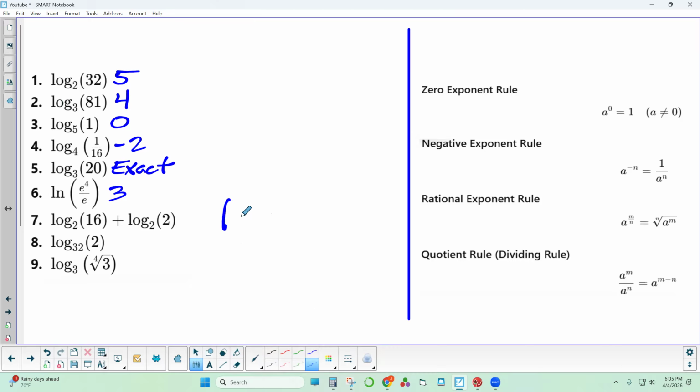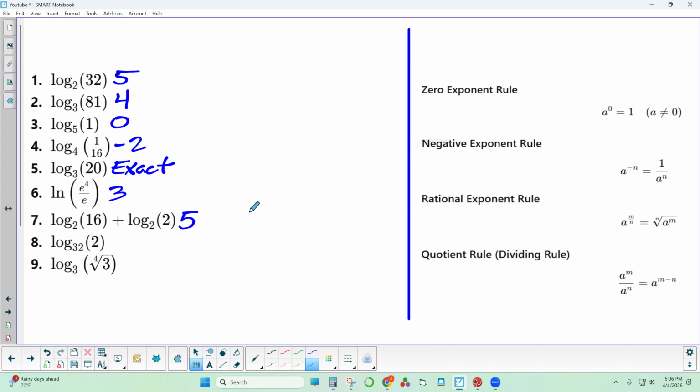Number 7, log base 2 of 16 plus log base 2 of 2. Here I can just simply evaluate each log and add them together. Hopefully by now we don't need to rewrite this. We can just look at a log and see that it's saying, what would I raise 2 to get 16? And the answer would be 4. What would I raise 2 to get 2? And that would be 1. So 4 plus 1 is 5. And now we have evaluated number 7.